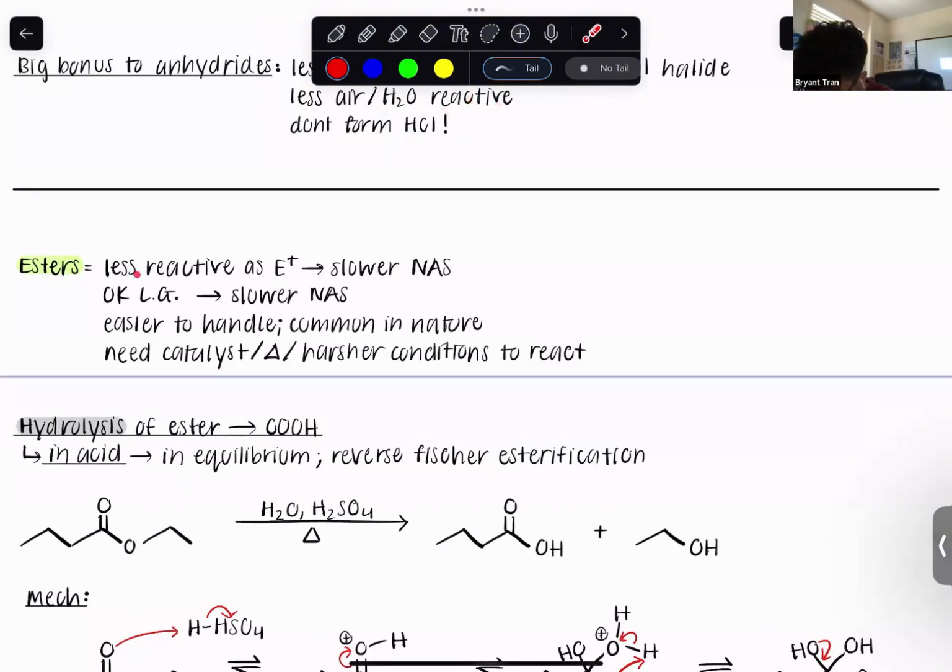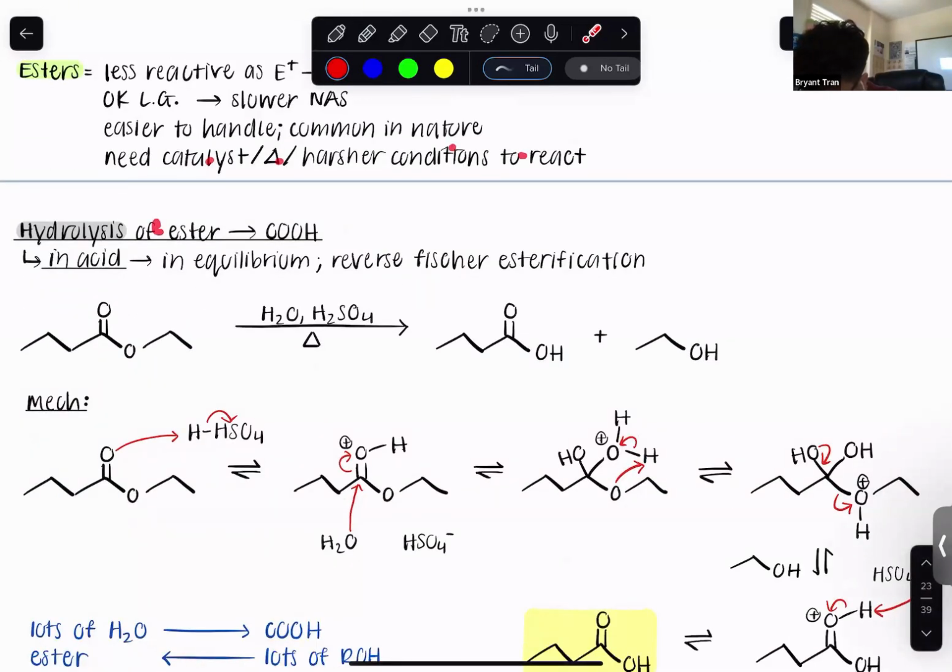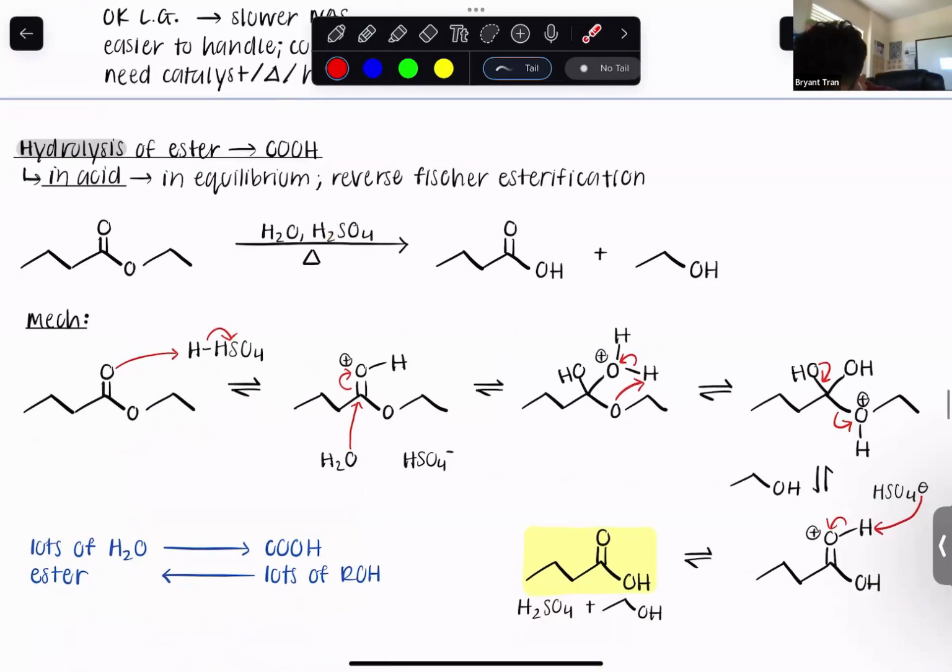Esters, they're less reactive as electrophiles. So they're slower at nucleophilic acyl substitution. They're an okay leaving group because they're going to leave with an OR minus. The negative charge is on the oxygen, which is relatively electronegative, but it can't do resonance like the carboxylate, and it's not as electronegative as the chlorine or bromine. Right? It's easier to handle, common in nature, and needs a catalyst like an acid or base catalyst with heat or harsher conditions to react. So you could do hydrolysis of ester to convert this ester to the carboxylic acid using acid, water, and heat.